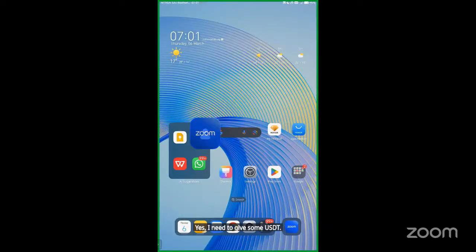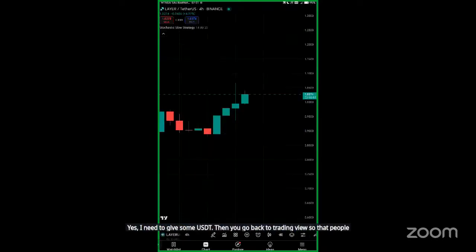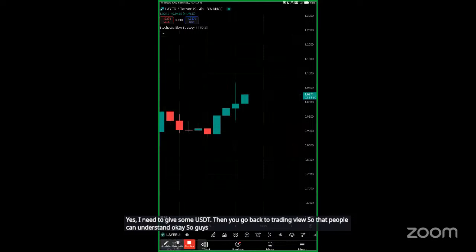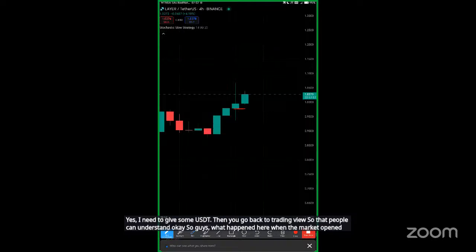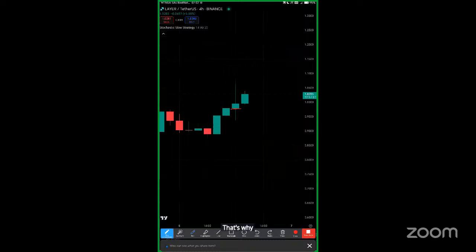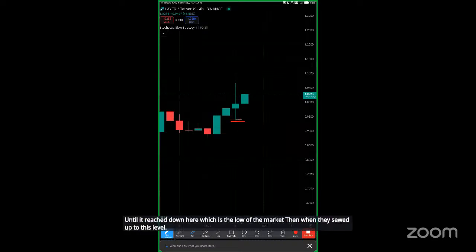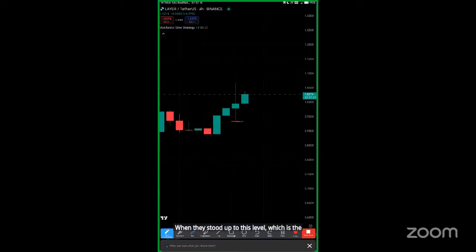Let me go back to TradingView so that people can understand. Okay, so guys, what happened here when the market opened? The first activity that took place was a selling activity. That's why the market came down here. Look, guys, this candle is a green candle. So when the market opened here, sellers started to sell until it reached down here, which is the low of the market. Then when they sold up to this level, buyers came in, they started buying them out.